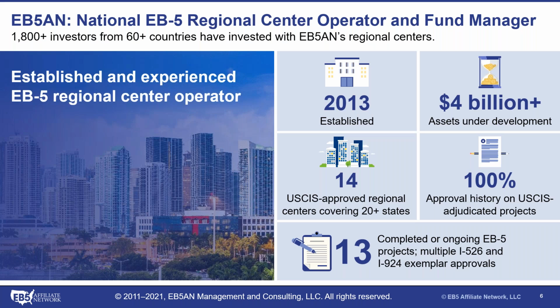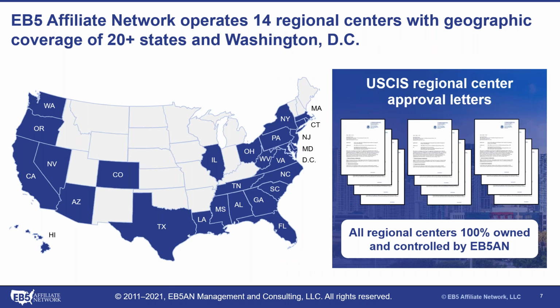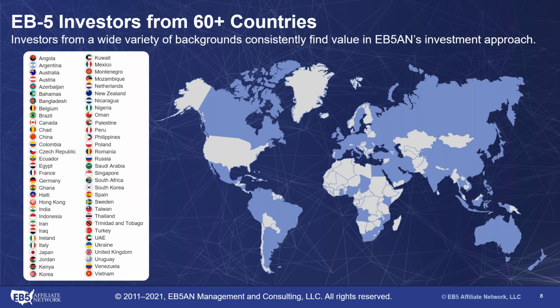This is a little bit more information about the company. We have almost 2,000 investors from more than 60 countries, with many regional centers covering most of the United States. This is a quick map showing some of our regional center coverage around the country, and another global map showing where some of our investors come from around the world. And most importantly here, investors from a wide variety of backgrounds have consistently found value in our investment approach to the EB5 program.